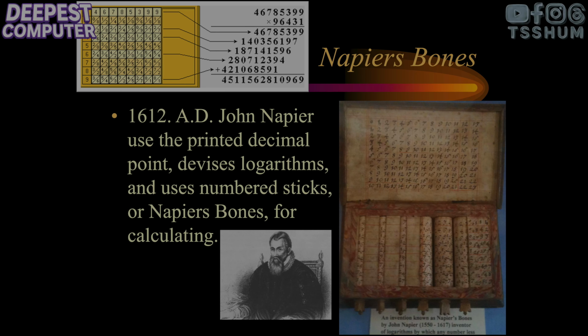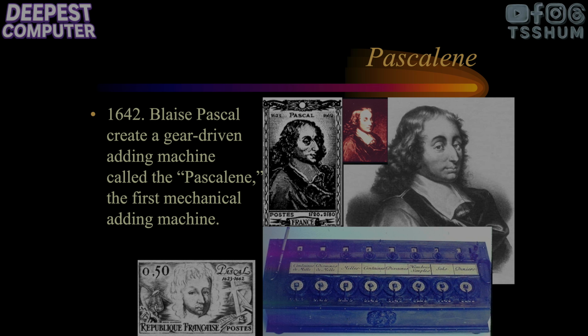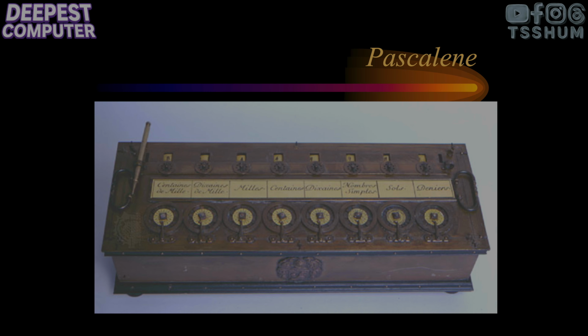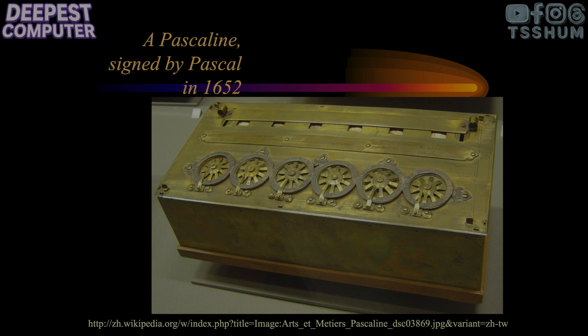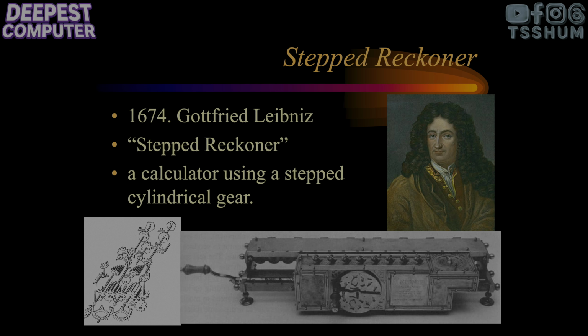In 1612 AD, John Napier used the printed decimal point, devised logarithms, and introduced numbered sticks known as Napier's Bones for calculation. Blaise Pascal created the gear-driven adding machine called the Pascaline in 1642, marking the first mechanical adding machine. This is an example of the Pascaline, a mechanical adding machine. Here is a Pascaline signed by Pascal in 1652.